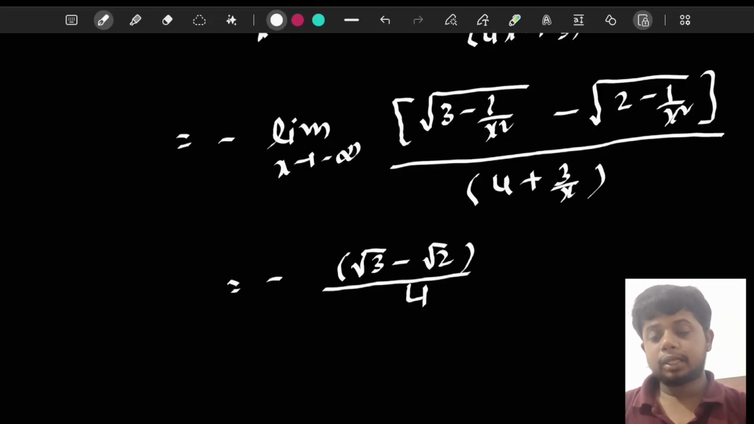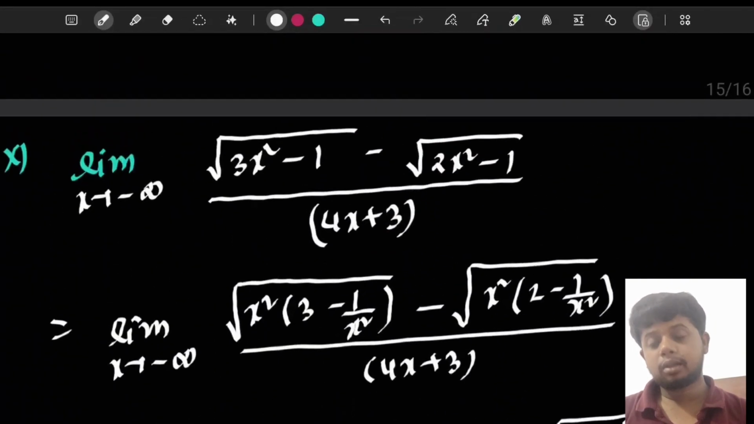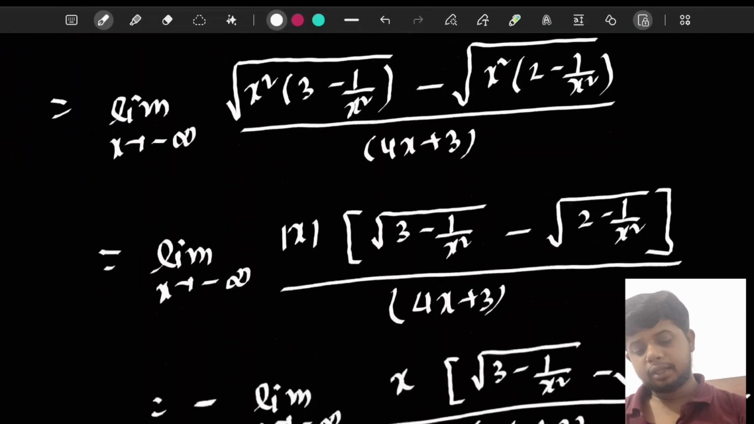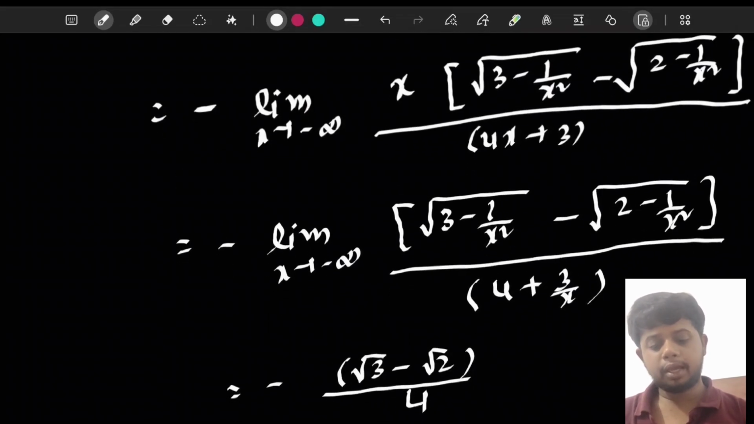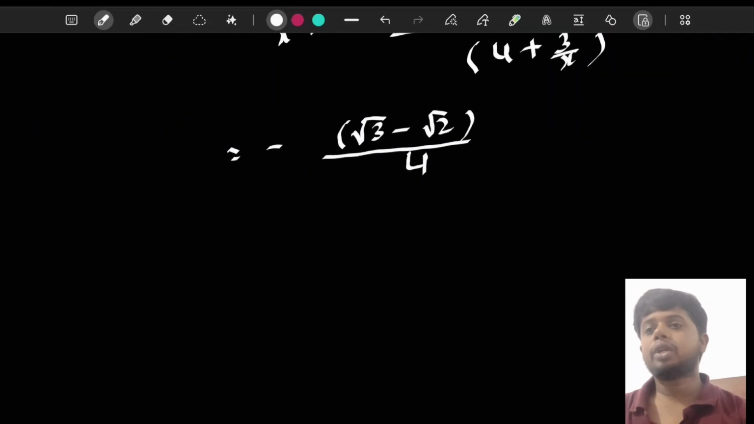Okay, once again guys, that is our answer, that is minus of root 3 minus root 2 by 4. Now let's move to the next question.